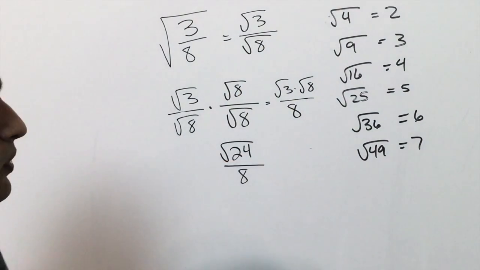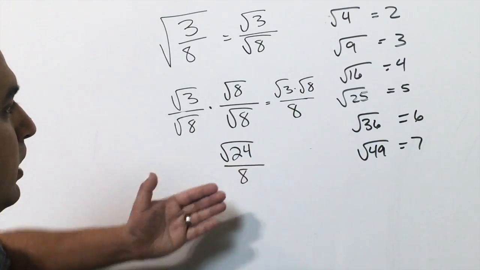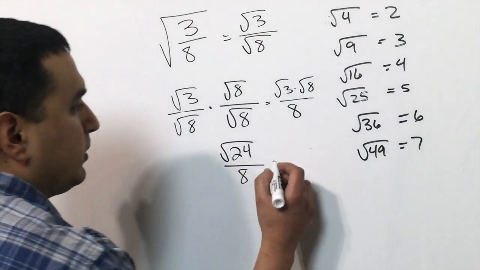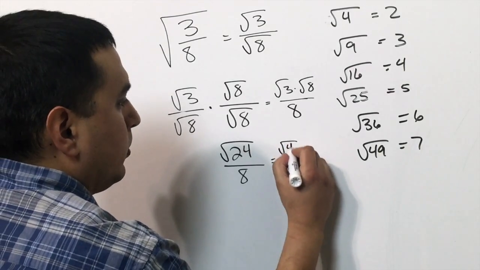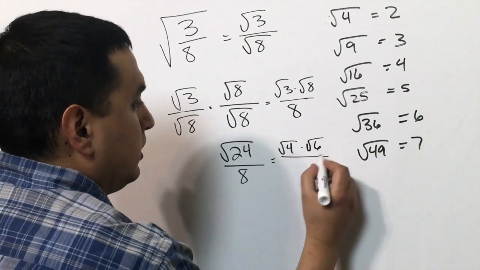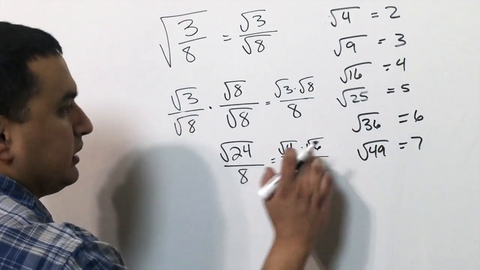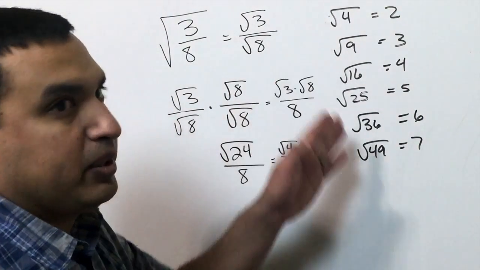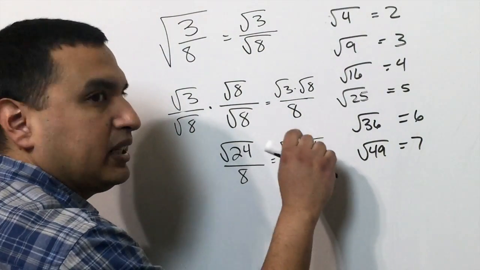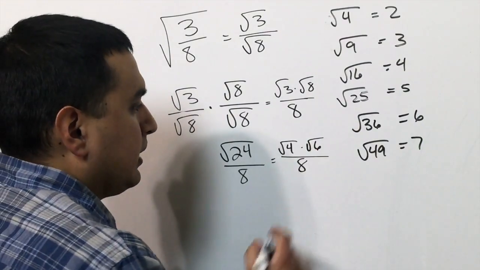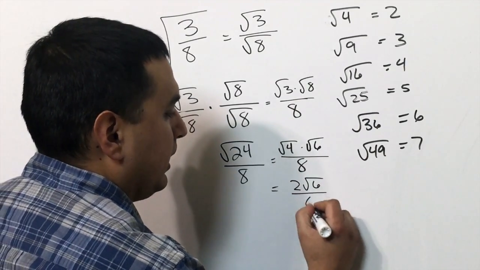Okay, but now I have to look at this numerator and I have to ask, can I simplify the square root of 24? Are there any perfect squares that fit inside the square root of 24? In this case there is. I can factor out the square root of 24 as the square root of 4 times the square root of 6. Okay, and I keep that over 8. 4 times 6 would be 24. 6, again, is not going to be a perfect square. I can't make a perfect square inside the 6. So I'm going to leave it, that's as small as I can get this square root of 6. The square root of 4 is going to be 2. So I have 2 square root of 6 over 8.